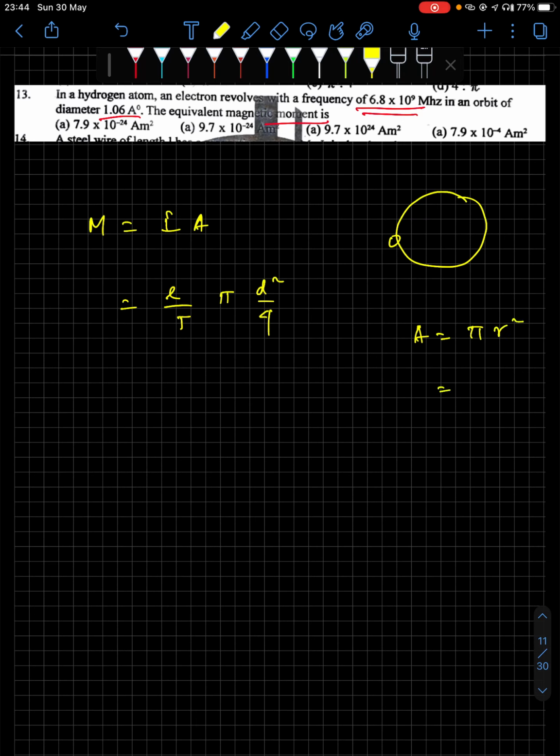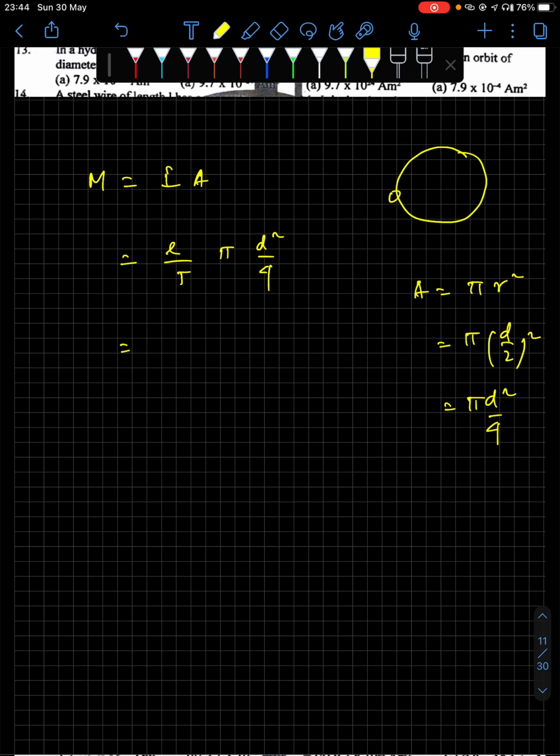Area relation is pi r square, and radius expressed in terms of diameter is d by 2, so pi into d by 2 whole square, which is pi d square by 4. Now e by T, like e into 1 by T, is the frequency, since frequency is given in the question, times pi d square by 4. So now we have placed the things properly, the rest we have to put the values and do the calculation.